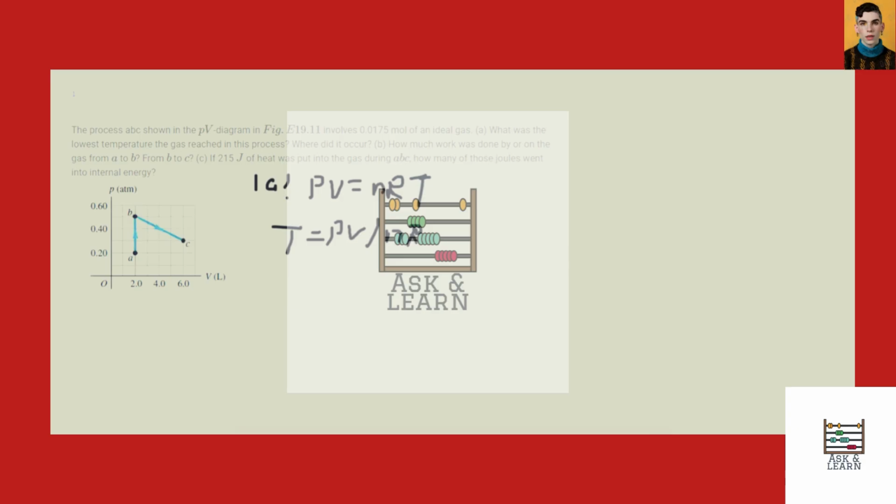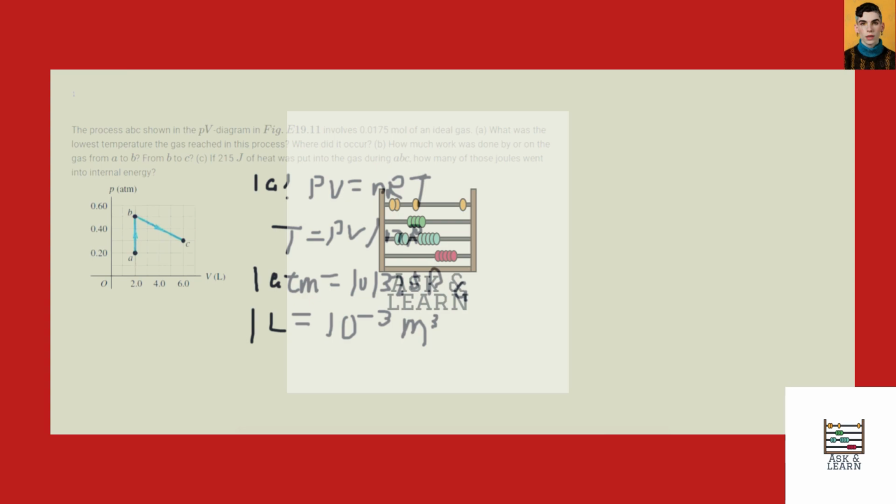Okay. And before you do that, you need to transfer the units, like 1 atmosphere into Pascal, and this liter into meters cubed. So the unit transfer relation is 1 atm is 101,325 Pascal, and 1 liter is 10 to the negative 3 meters cubed.